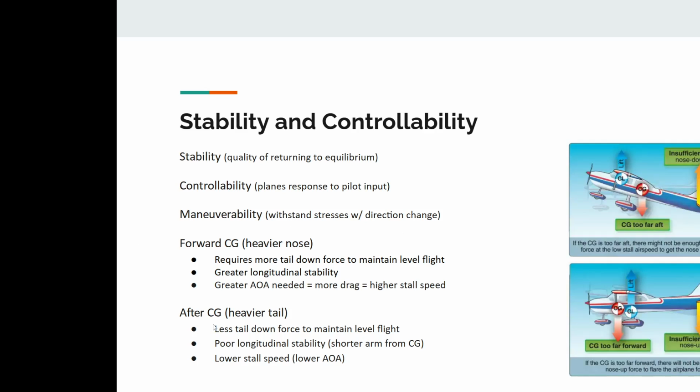So with an aft CG, this means that you have a heavier tail, and this is where there's less tail downforce in order to maintain level flight. And then, of course, poor longitudinal stability because the center of gravity is actually closer to the horizontal stabilizer, or stabilator if the elevator and the horizontal stabilizer are connected.